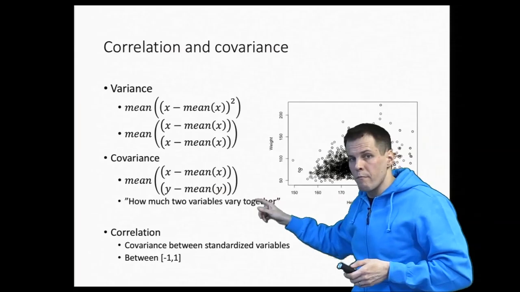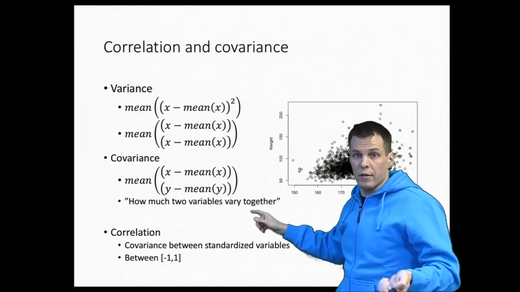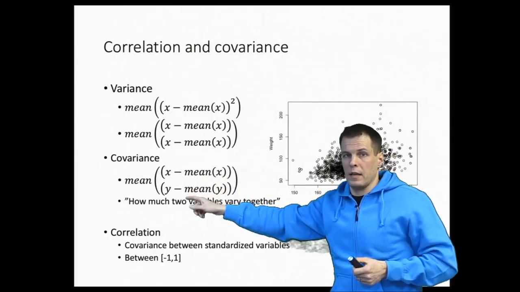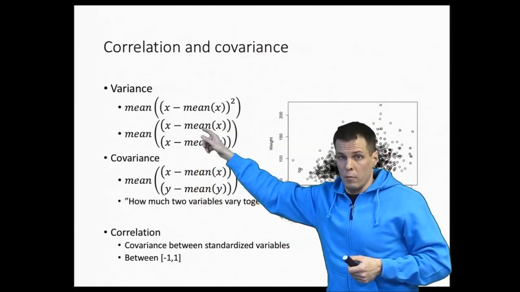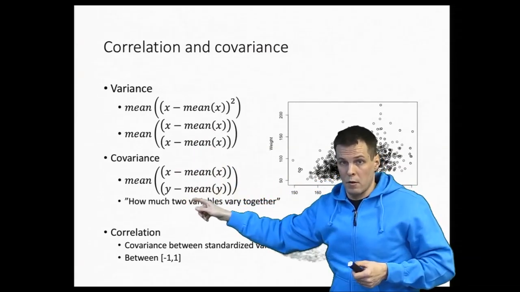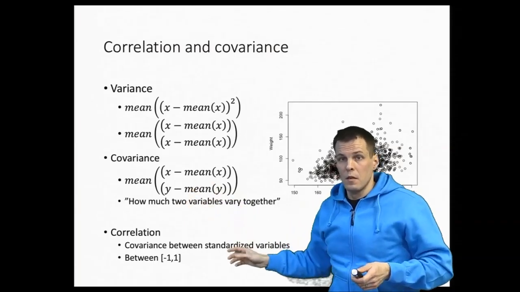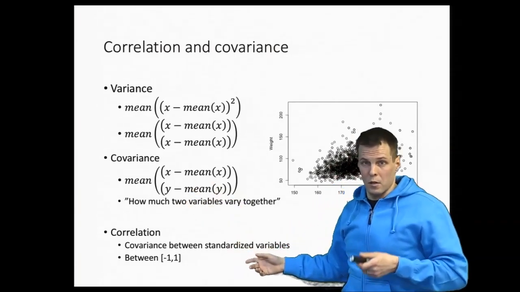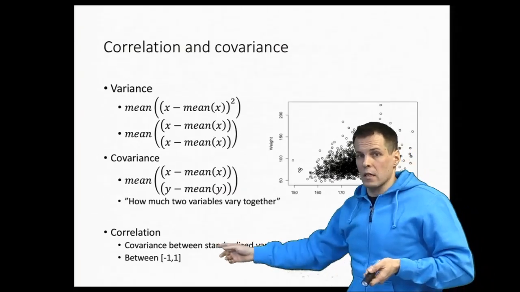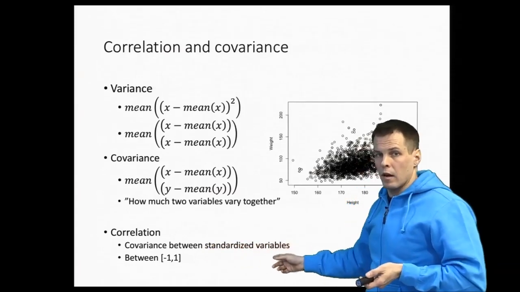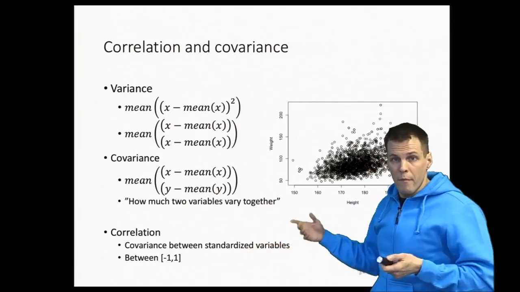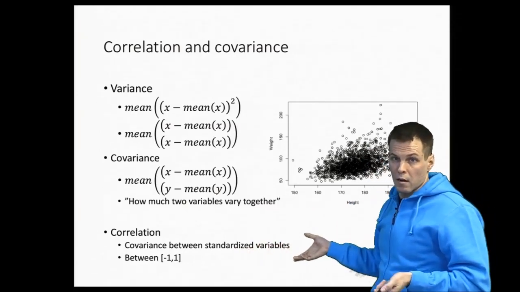The covariance measures how much two variables vary together, and it's defined similarly to variance, except that you don't multiply one variable with itself. Instead, you multiply one variable with another and you take a mean of that. Then the concept of correlation, which many of you probably know, is just the covariance between standardized variables, and correlation varies between -1 and +1. So correlation is a standardized measure of linear association.